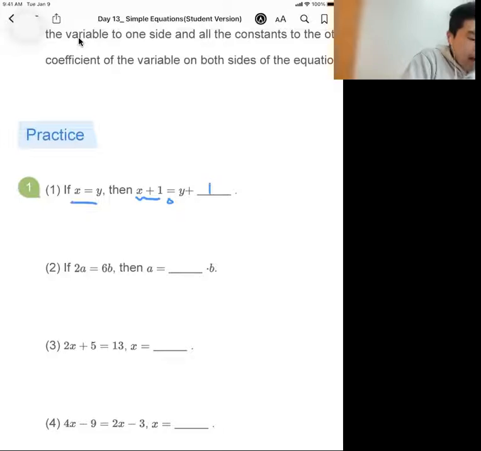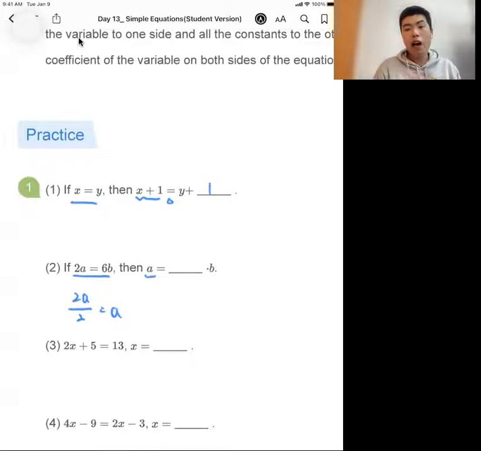Now, if we have 2a equals 6b, we see that now we have no coefficient for the a, which means that the coefficient for a just equals 1. So how do we go from 2a to a? We have to divide this by 2, right? Only if we divide this by 2, we get our a.